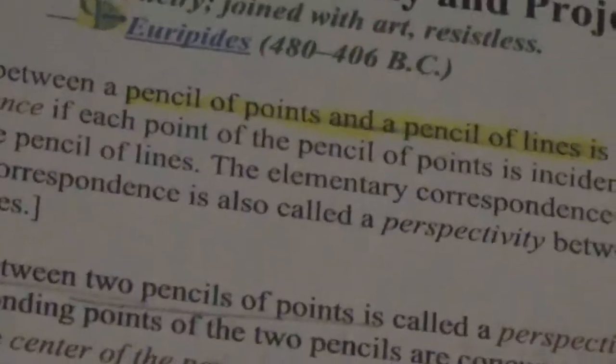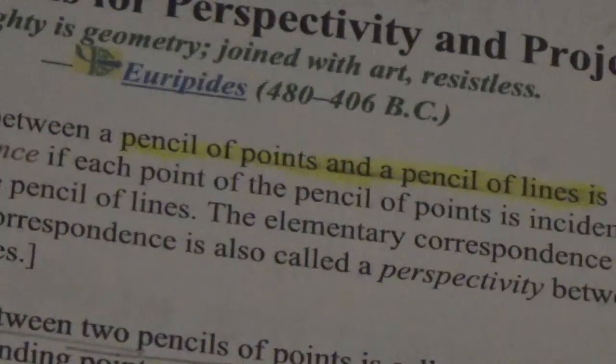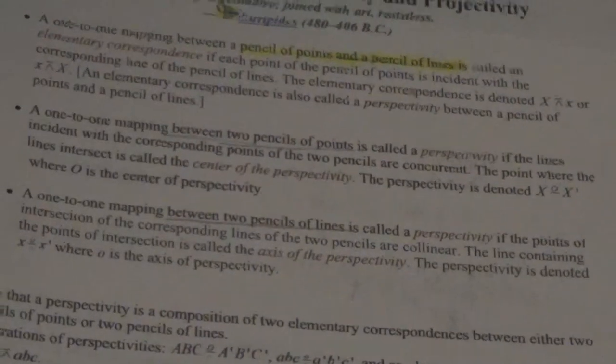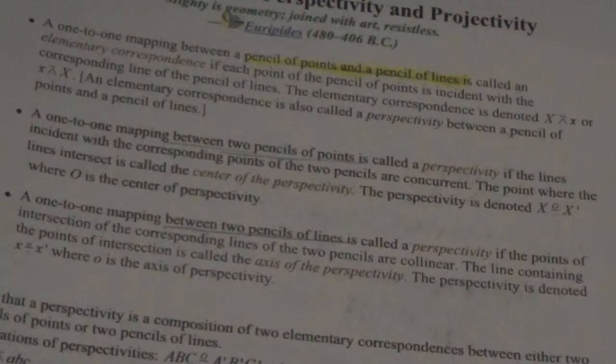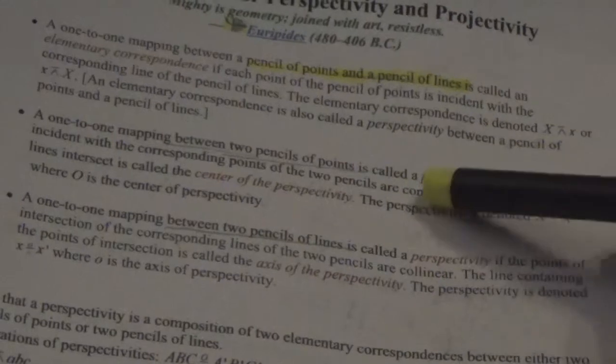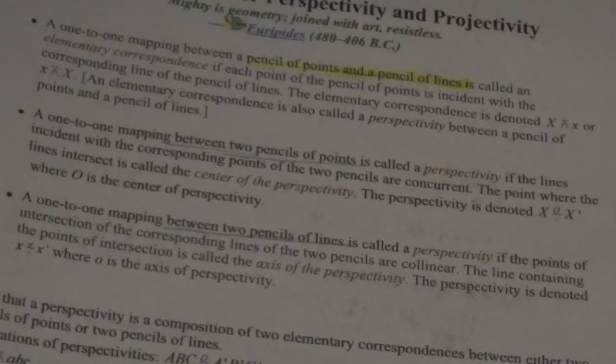Now we also have something called a perspectivity, and going back to our definitions, this can technically be either between two lines or two points. We can consider perspectivities, and there are a few different kinds of definitions you'll see for them, actually. But from this source we have, now it really helps to see examples of these, but if the lines incident with corresponding points of the two pencils are concurrent.